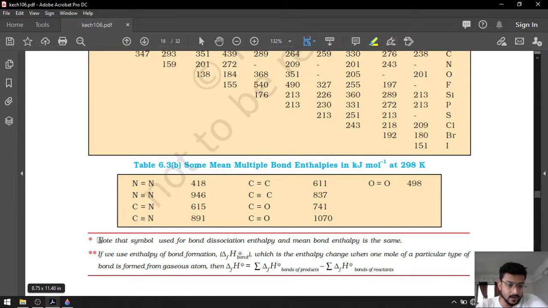First, note that the symbol used for bond dissociation enthalpy and mean bond enthalpy is the same. The first specification they have given is that we will use the same symbol for mean bond enthalpy and bond dissociation enthalpy. And the second thing, they told us if we use enthalpy of bond formation, delta F, then it is product minus reagent, and if we use bond dissociation or bond enthalpy, it will be reagent minus product.